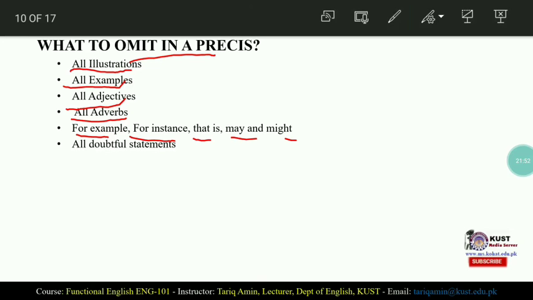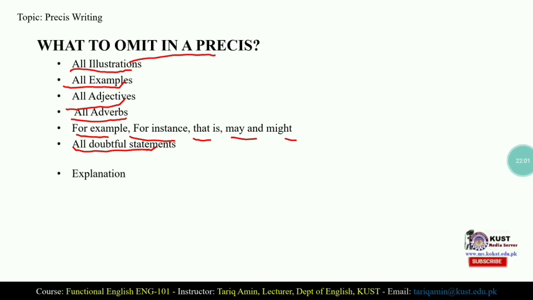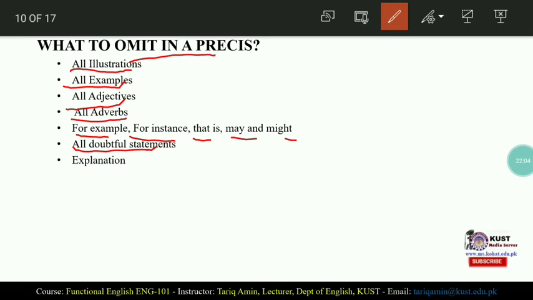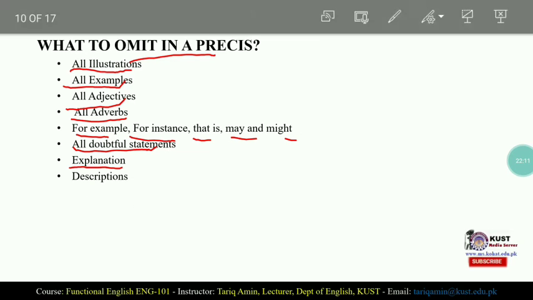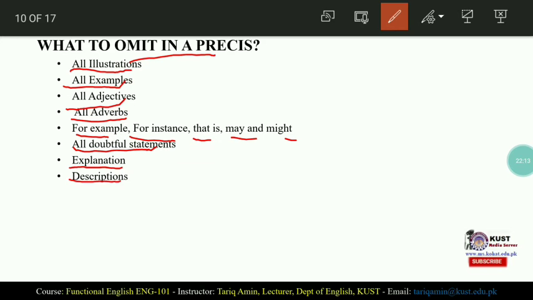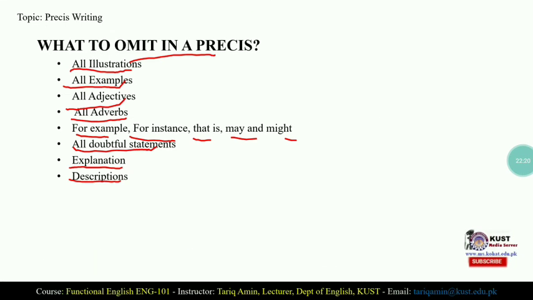All doubtful statements. Doubtful statements should not be there in your précis. You should remove all of them. And then explanation should be avoided in the précis as well. You should focus on the key points, not their explanation. Unneeded, unnecessary descriptions should be omitted. These were some of the main things that should be omitted in a précis. You should not include them in your précis.